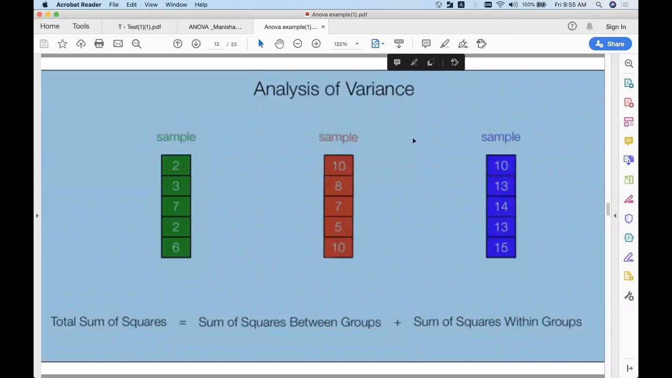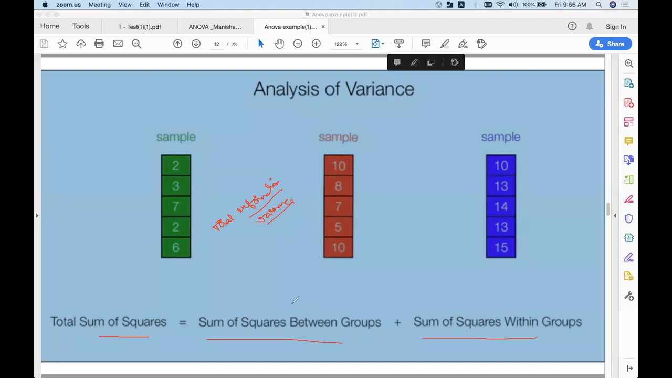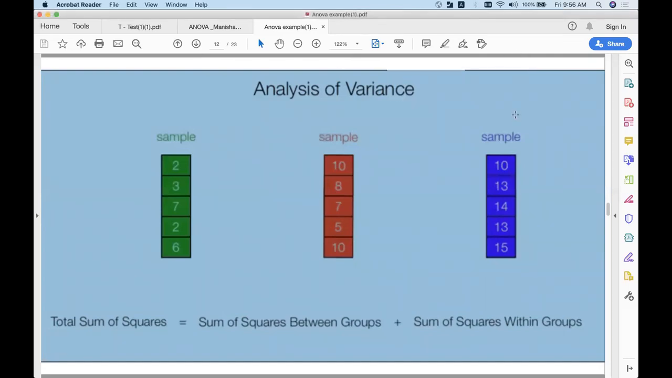This is basically implying that whatever the total information is present, whenever I say information, it is variance. Remember, whenever I say information, it actually means variance. Whatever the total variance is present, the total sum of squares, it is spread out in two forms: the sum of squares between the groups, or the variance between the groups, and the variance within the group. So you can calculate this, figure that out, and that will give you the answer.